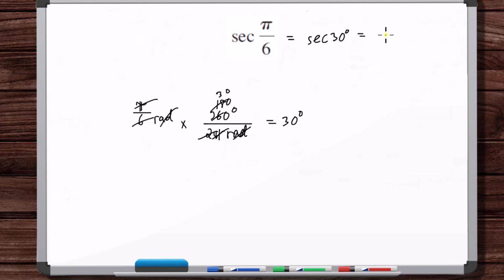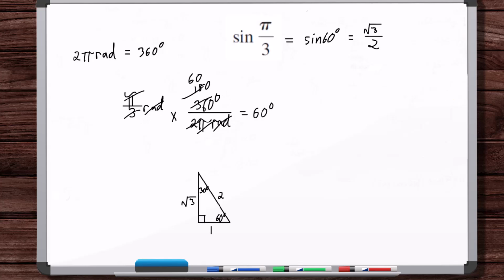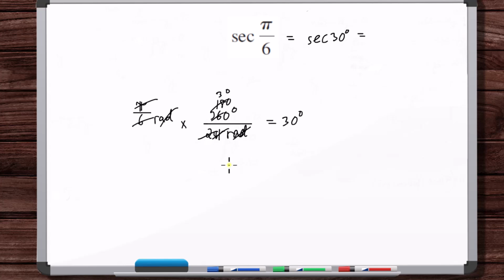Let's come back to the previous problem. Secant of 30, secant is the reciprocal of cosine. Cosine is adjacent over hypotenuse, so secant is hypotenuse over adjacent. 2 over root 3. So 2 over root 3, let's rationalize this. 2 root 3 over 3.